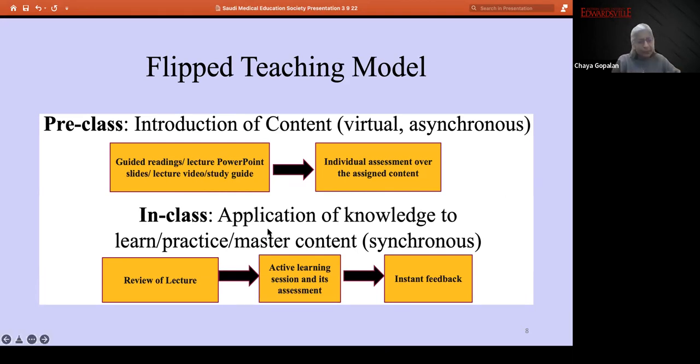Then in class is a very busy time. You are there with the students and you are not lecturing. You have all the time the students can use. Correct? So this is where application of knowledge to learn, practice, master content. So this is in a synchronous setting, now in a live classroom, okay? Engaging students as best as you can.